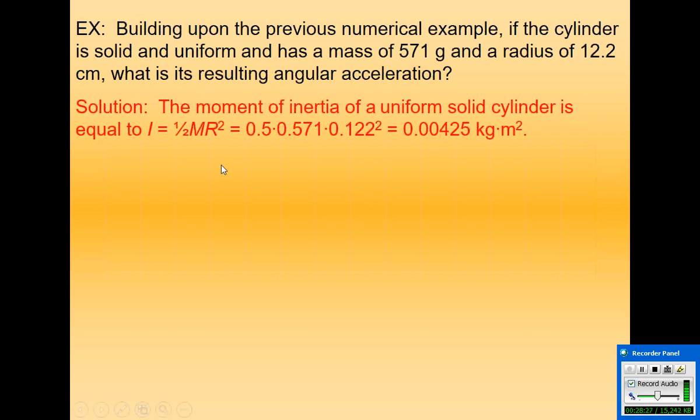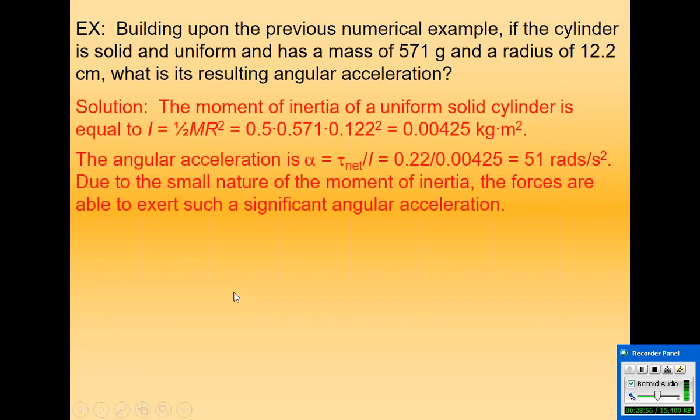We need to calculate the moment of inertia of a uniform solid cylinder, which means k equals 1/2. The moment of inertia equals 1/2 times mr squared. M is 0.571 kilograms, and r is 0.122 meters. And I plug those in, and I get that the moment of inertia is 0.00425 kilograms times meters squared.